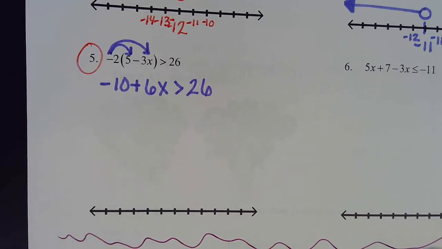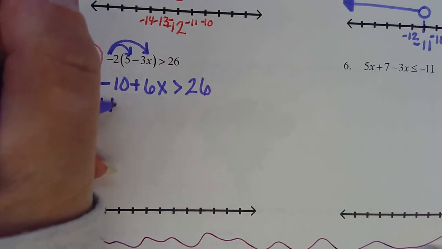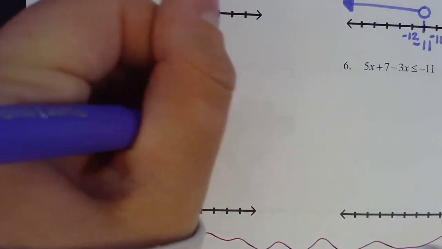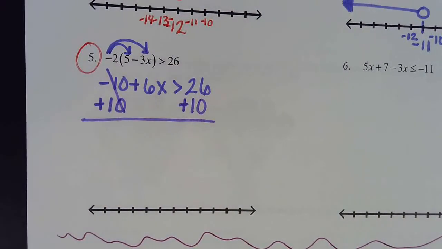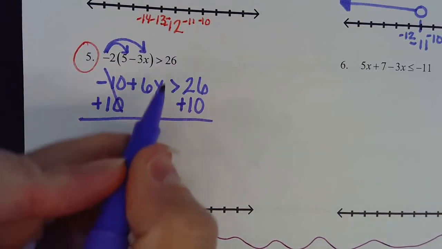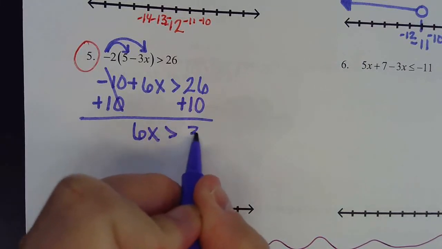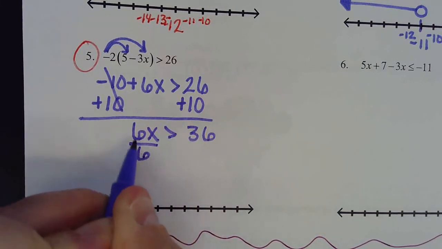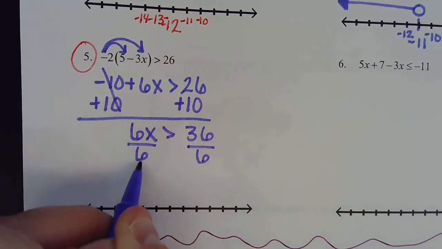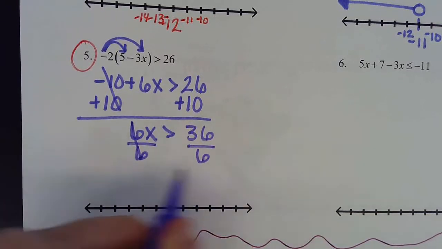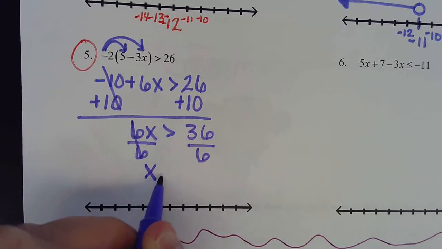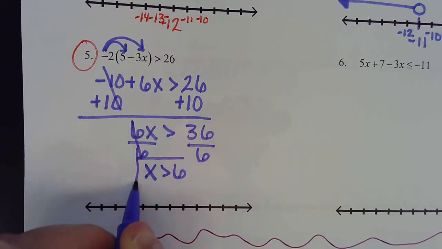Then what do we do? Add 10. We're adding 10, so you are not dividing by a negative, so leave your inequality alone. So you get 6x is greater than 36. And then you divide by the number in front of your variable. And when you divide by 6, it's a positive 6, so you leave your inequality alone. And you get x is greater than 6.